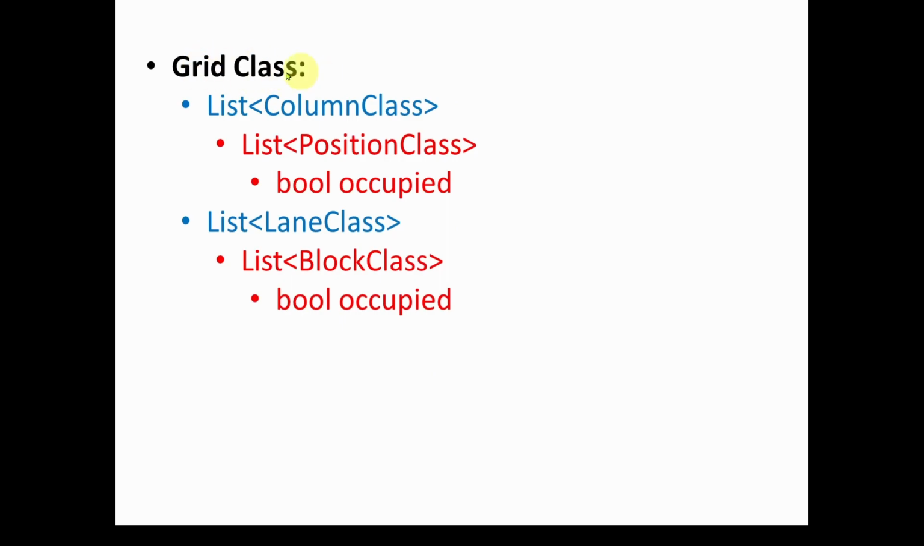So as you can imagine, we're going to have a grid class, and each grid class is going to have a list of column class objects and a list of lane class objects. Each column class is going to have a list of position class objects, and each position object is going to have an occupied property. Same with the lane class, it's going to have a list of block class objects with an occupied property.